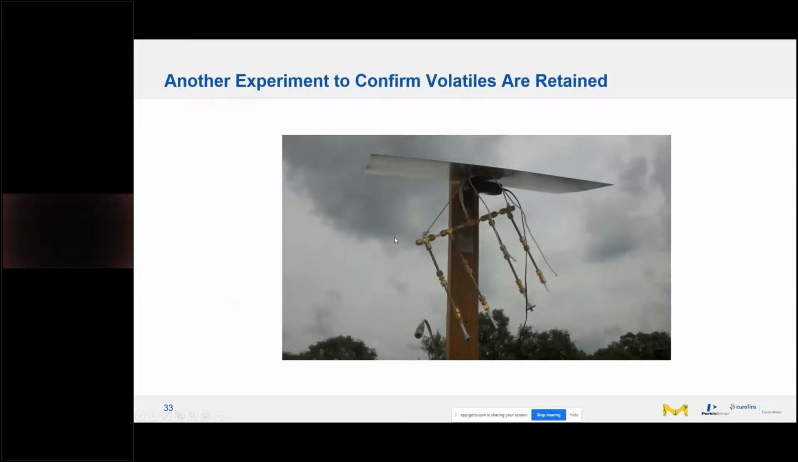This is another way we could confirm that we're not getting breakthrough. This is not a terpene environment. Well, probably everything is a terpene environment. I mean, these trees in the background emit terpenes, so that was silly for me to say.